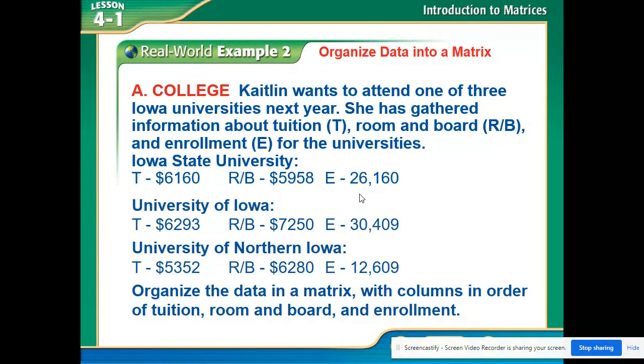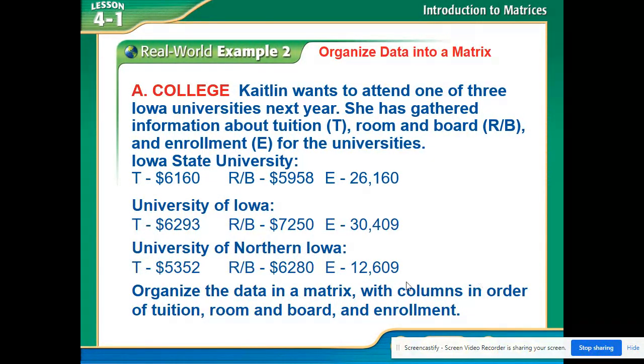All right, so how can we go ahead and use matrices? So we have some data here. Caitlin wants to go to one of the Iowa universities next year. Not quite sure why she wants to go to Iowa, but that's her choice. And she has the tuition, the room and board, and their enrollment. So tuition, room and board is for Iowa State, University of Iowa, and University of Northern Iowa.